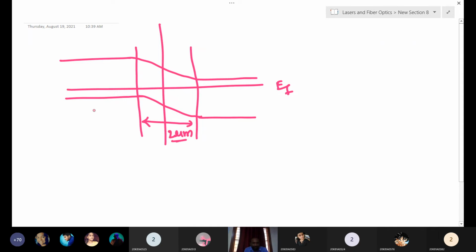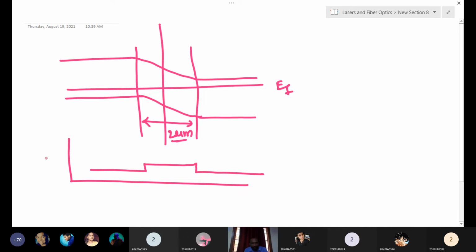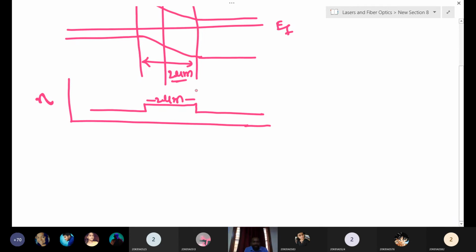So this is the energy gap. If you plot the refractive index of the material, here also it is the same. The height is very small. This is the refractive index profile, n. This is also 2 micrometer. The difference between the P and N semiconductor is very small because the doping changes it only slightly, so we have the same refractive index and a small potential barrier.